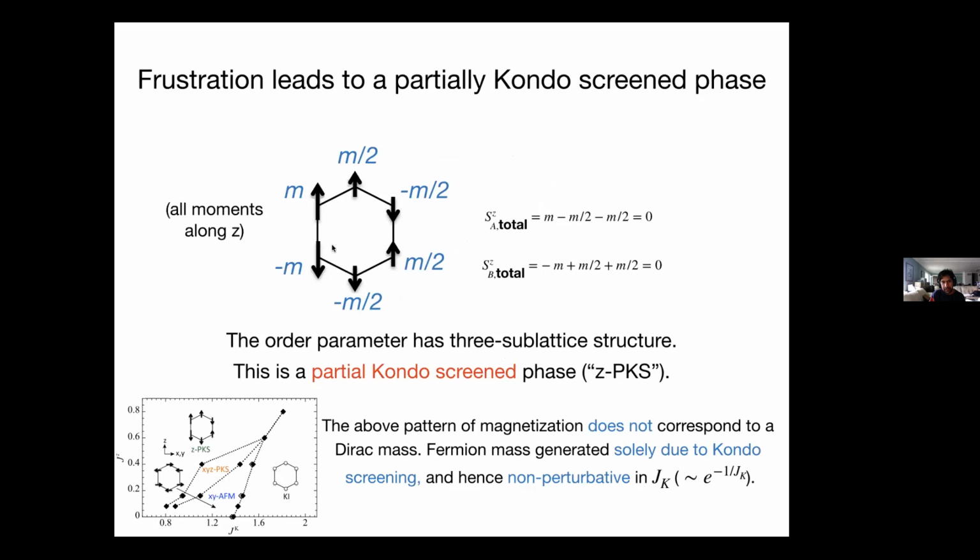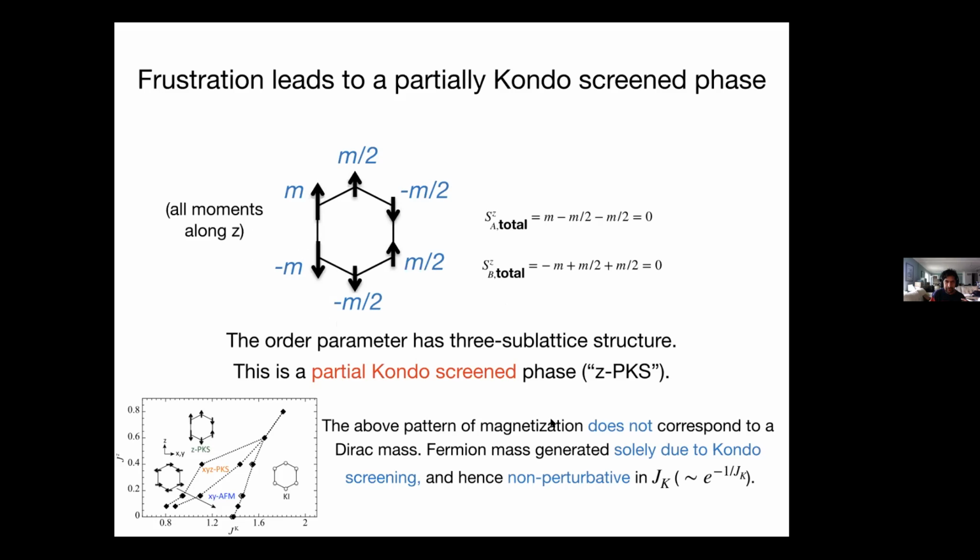The rough physics is that on a given triangle, for example, look at this A sublattice, the sum of spins is 0, which is the effect of this frustration, and the B sublattice also is 0. The main point, which I want to emphasize, is that you might think the spins are ordered, so it will just gap out the fermions because of some fermion mass. But if you look at the effective field theory, what does this term correspond to? It's actually not a fermion mass. It only drifts the fermions around. It just drifts the nodes around. So the mass that is generated is because of Kondo physics. It's a non-perturbative mass. That's interesting physics, and you can see that in numerics.